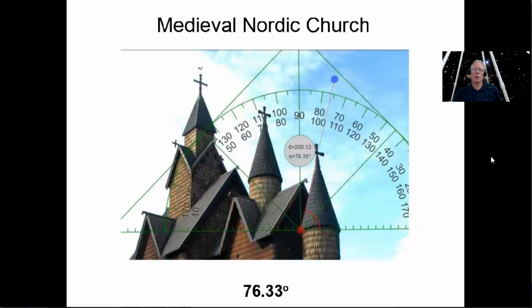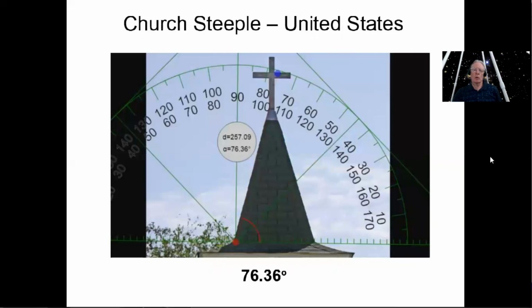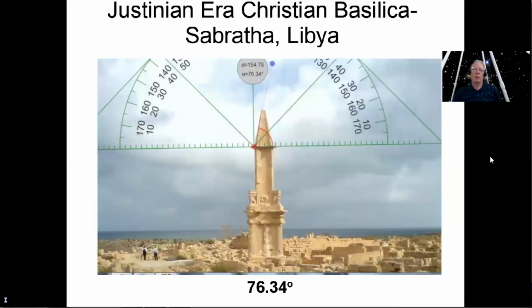A church steeple in Germany with this geometry, 76.36. Here's a medieval Nordic church that exhibits the exact same geometry. This was built, I believe, around the 12th century. Here's another church steeple in the United States. And here's an interesting object. This is a Justinian era Christian basilica located in Sabratha, Libya, which has the exact geometry of the Stargate Pyramid and the geometry of creation.